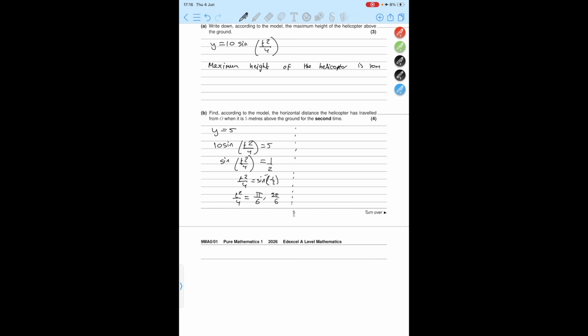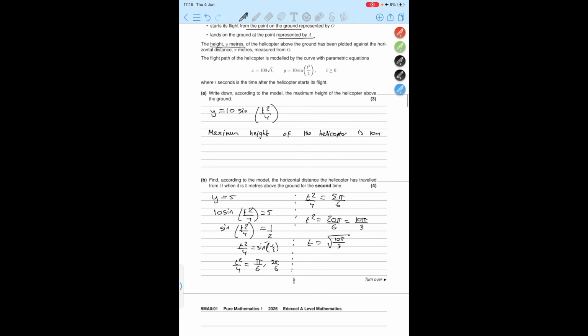Okay? So then we can say that pi over 6 is going to be the first time when it's 5 meters above the ground. And then that means that 5 pi over 6 is going to be the second time when it's 5 meters above the ground. So we're going to focus on the 5 pi over 6 solution. Okay? Because then we get t squared equals 20 pi over 6 equals 10 pi over 3. So t is equal to root 10 pi over 3.